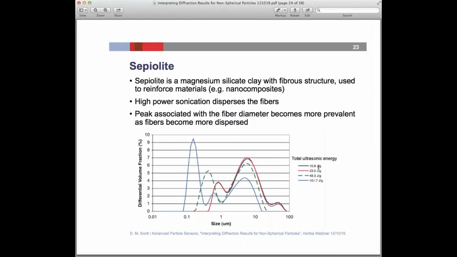In this graph, we're starting at 10.8 joules per gram sonication energy. We're going up to 101.7 joules per gram, and that's the blue curve here. And you can see we're getting down to 0.1 microns. We're actually starting to push the limits of the laser diffraction if we keep going much further.